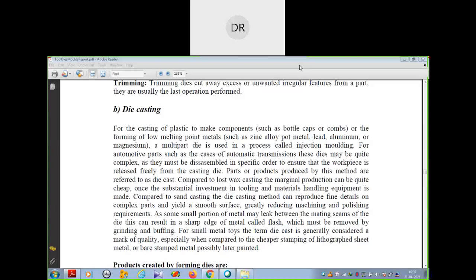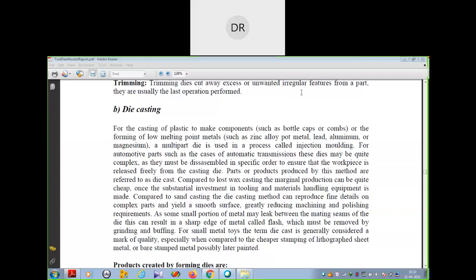So welcome to this class, manufacturing technology, and in this class now we'll start to study die casting. Die casting is one of the types of operations where casting is generally performed in a die. That is what the name itself says, die casting.